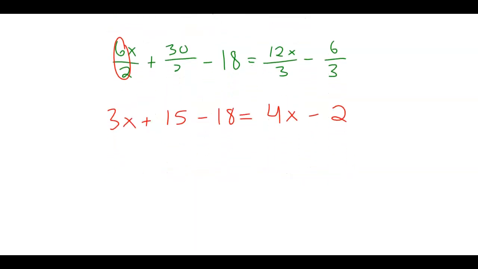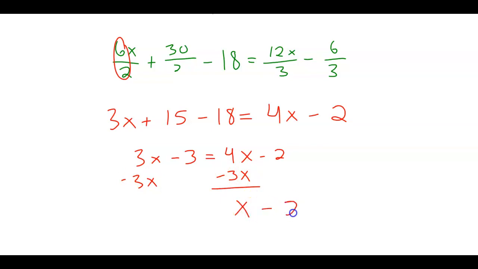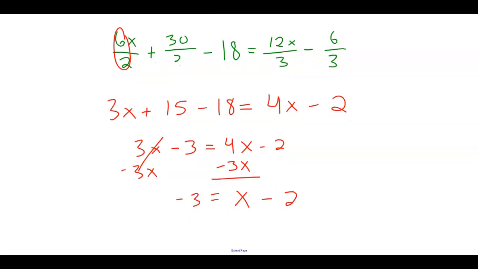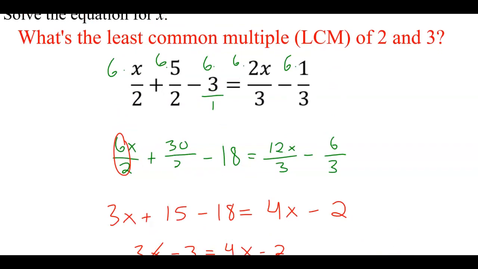Okay, so from here, you can just combine your like terms. So obviously we have 15 minus 18. So that would be negative 3. And then I'm going to go ahead and subtract this 3x to the right side, because then I can see that that's just going to be an x. So we have x minus 2 equals negative 3. And then I just add my 2 over. So now we're just doing a whole bunch of Algebra 1. So therefore x equals negative 1, negative 3 plus 2. That was how to eliminate fractions.